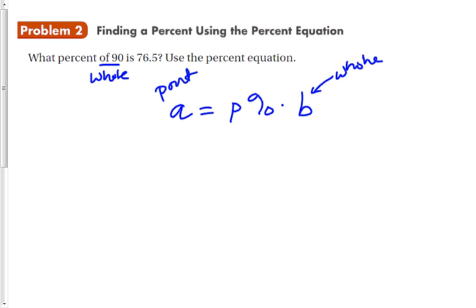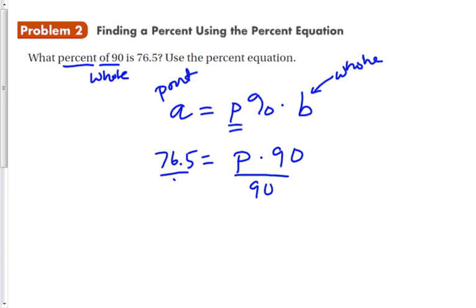And in this one, again, we want to know what percent, so our P is what we're missing here. And then we can substitute the two values in there. So our part is 76.5. That's equal to P percent. Let's just leave it as P times our whole, which is 90. So 90P equals 76.5. And so we're going to divide both sides by 90 here. And so 76.5 divided by 90 is 0.85.